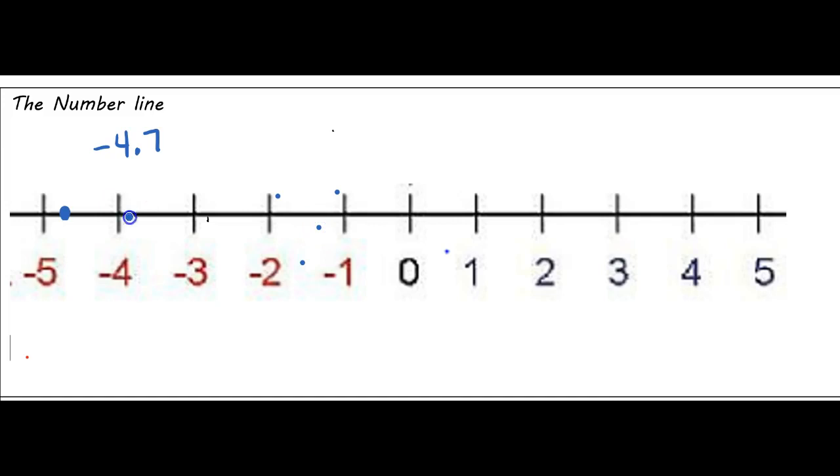The next one is right here, right before the -4. I would probably call that it's somewhere between -3 and -4. So it's going to be -3 point something, and it's going to be closer to 4. So maybe it's like a -3.8, something like that. The next one is right on the dot right here. So that one's, hopefully everybody got that. That's just -2.